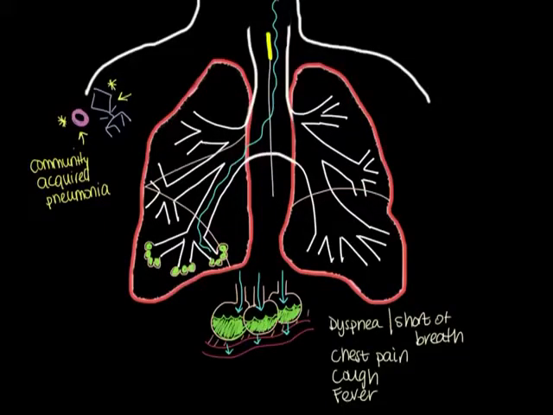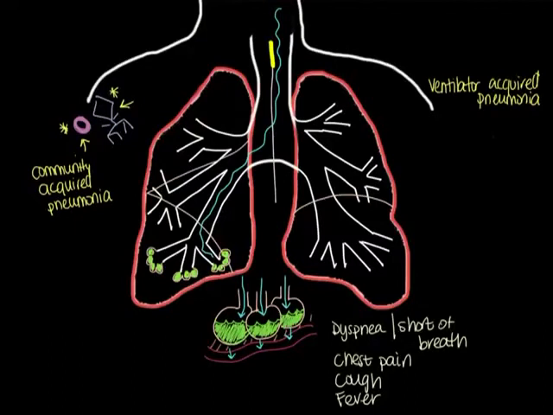Something that falls under our other way would be ventilator-assisted or ventilator-acquired pneumonia. So I'm going to write that here. Ventilator-acquired pneumonia. So someone's on a ventilator. We know that they're connected to a tube that's delivering oxygen to them.